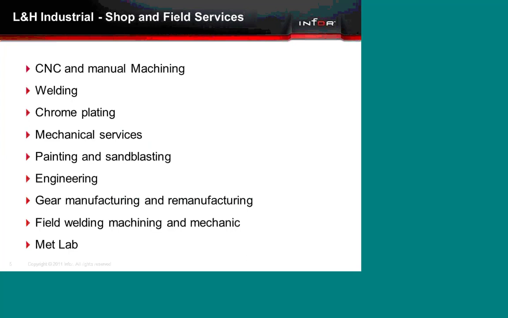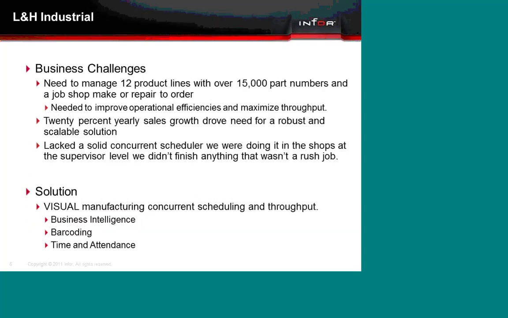Our typical resources: CNC, manual machining, welding, chrome plating up in Sheridan. We do mechanical services, painting, sandblasting, engineering. We have an engineering group of about 15 that's fully scheduled. Gear manufacturing and remanufacturing mostly happens down in Phoenix. We do field welding, machining, and mechanicking, so a lot of the work we do in the shops we can also do in the field if they don't want to bring the parts in. Metallurgical labs, and I could go on and on about the variety of things. Anything that has to do with fixing the equipment, keeping it running, we're basically going after that equipment and saying we'll support the entire piece of equipment.